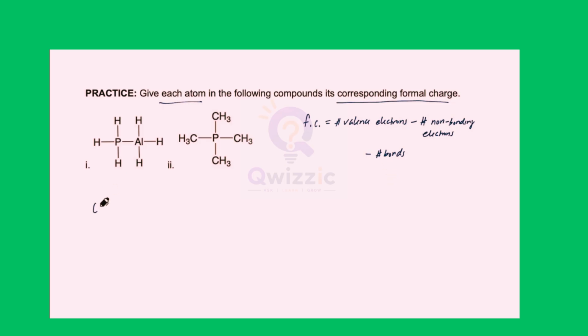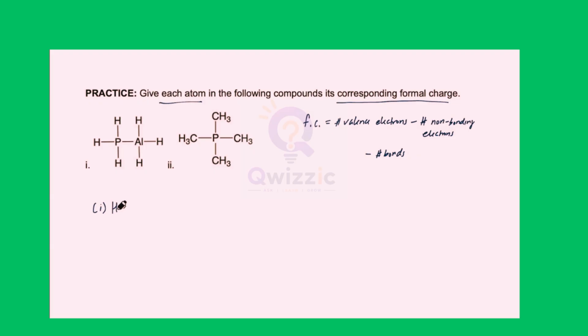So for number one, our molecule in the center has a phosphorus bound to an aluminum atom, and each of those two in the middle has 3 hydrogens bound to it. So the first thing we'll do is look at those hydrogens. There's 6 hydrogens, each with just 1 bond. So they're all going to be the same formal charge. So let's just get them out of the way first.